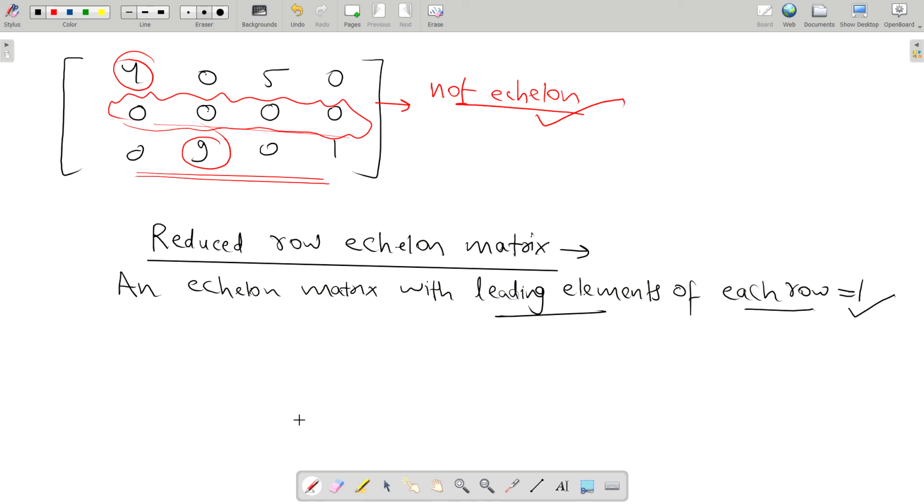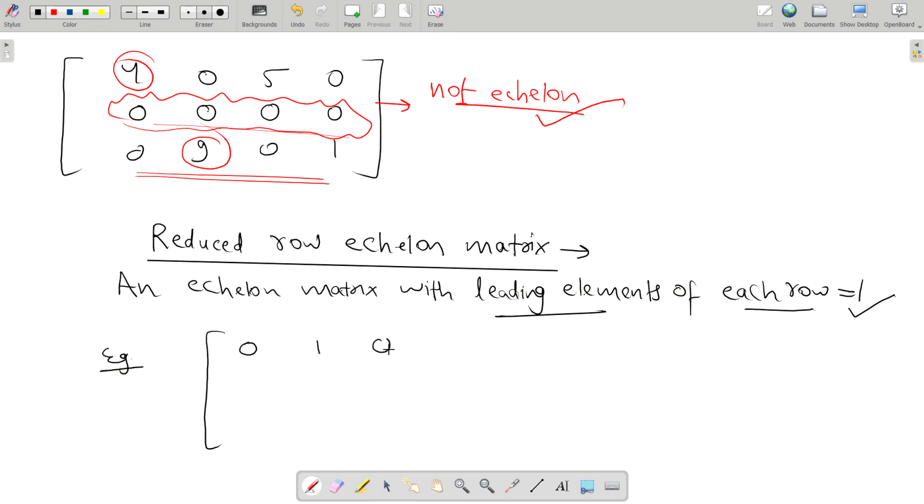So the leading element of each row is 1, and each leading element 1 is the only non-zero entry in its column. So it is basically the same thing. Let me take an example. You have to tell whether it's echelon or not.